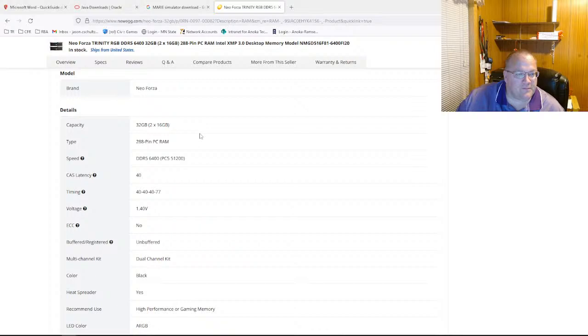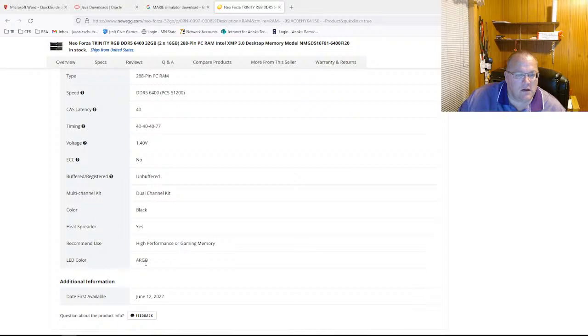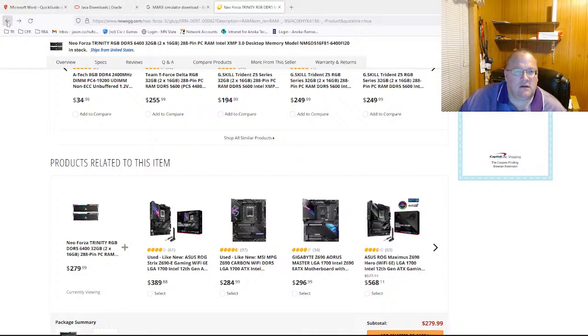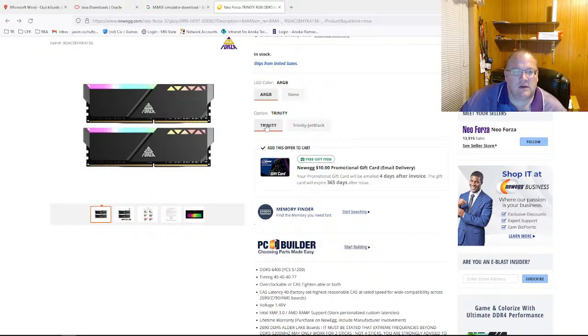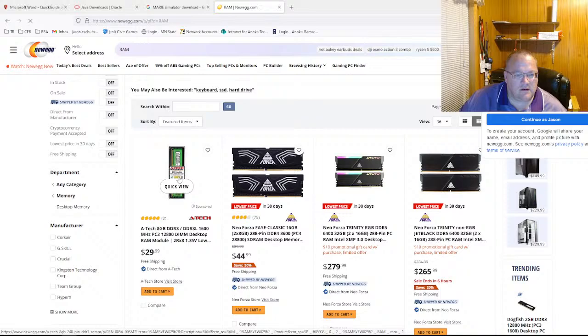Unbuffered, dual channel, color. Well, color might matter. Heat spreader. There you go. It's good stuff. It doesn't say. There's a way. Go back and see if we can find another one. This one's got the cool little lights on it. Let's see if this one will be better.